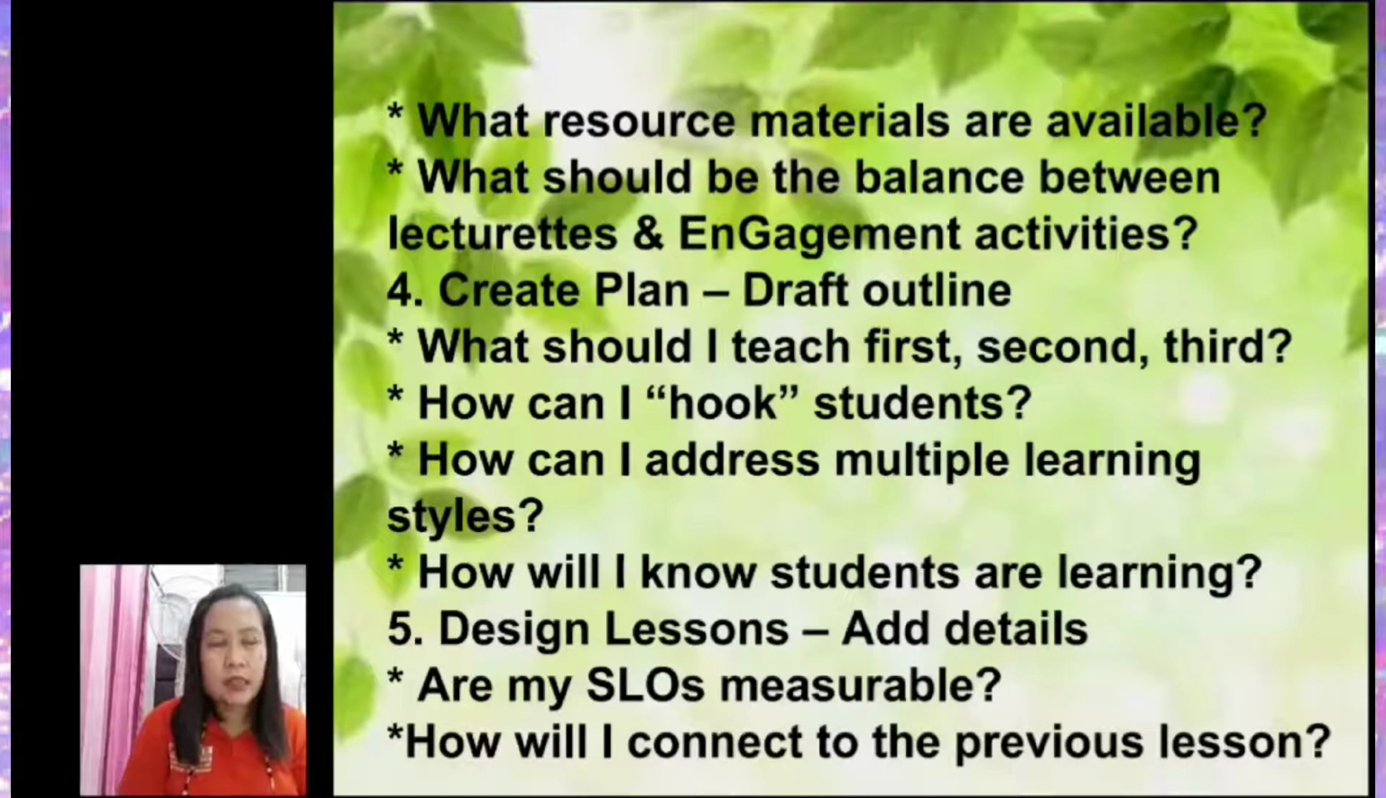Number four is to create a plan. Draft your outline. What should I teach first? For example, in arithmetic, what is the first process to do to solve the arithmetic? Then the second, the third, and then how can I hook students? How can I address multiple learning styles? You have your creative planning that is interesting to them.